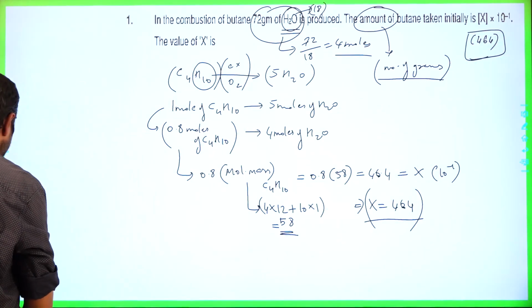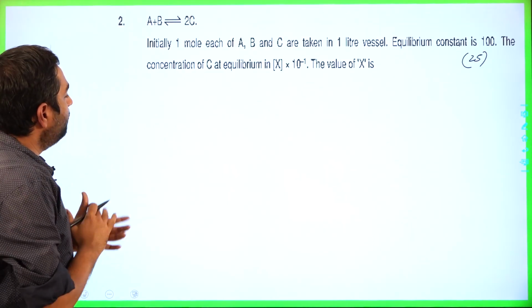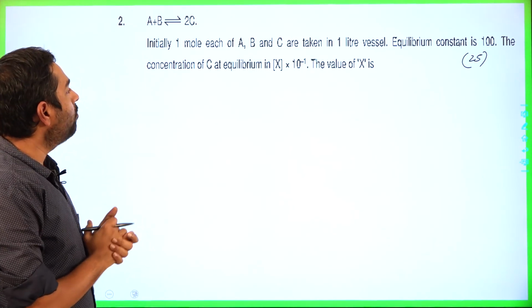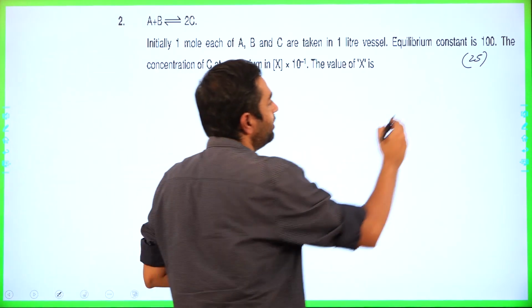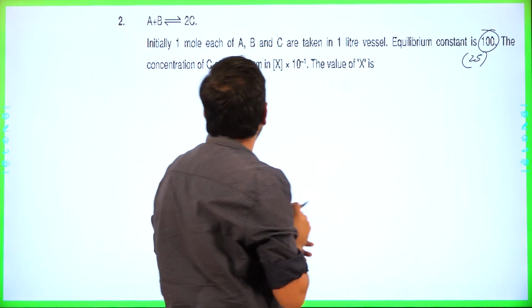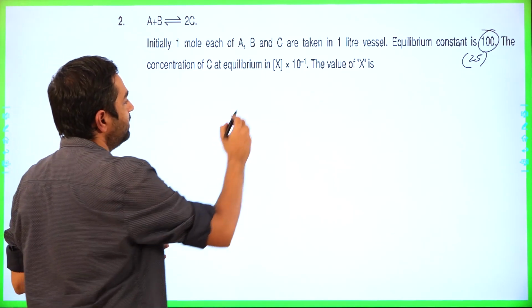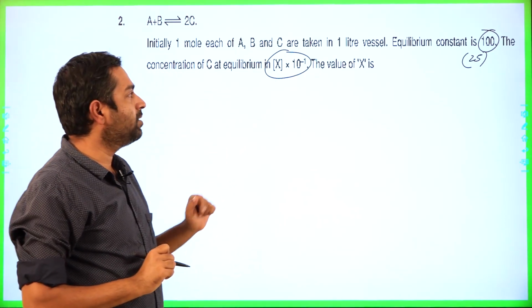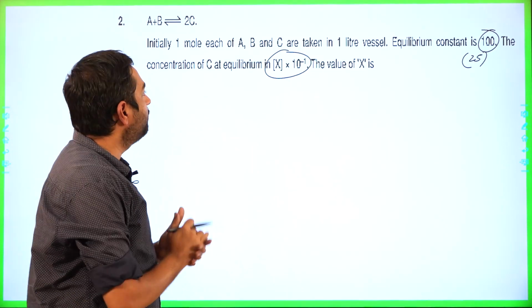Now let's get to the next one. A plus B is in equilibrium with 2C. Initially, 1 mole each of A, B and C are taken in a 1 liter vessel. Equilibrium constant is given as 100. The concentration of C at equilibrium is x into 10 power minus 1 units. Again the same kind of scenario: when a decimal point comes up, they try to remove it and ask the question. The value of x is going to be?